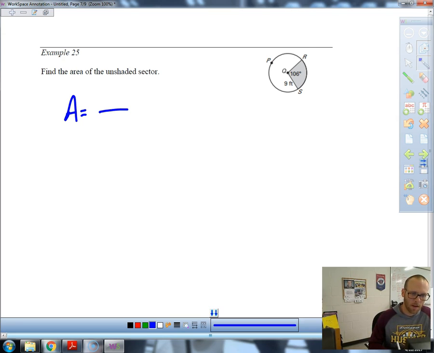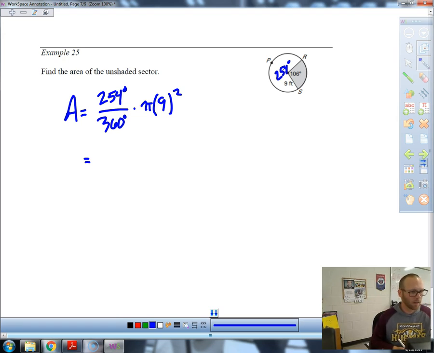Let's see, 360 minus 106, 254 degrees. So we've got 254 degrees out of 360 degrees. Now that's the fraction of the area of the circle. What's the area of the circle? Pi r squared, pi times 9 squared. All right, I'm going to have to search a little bit to see how this one reduces. 254 over 360. Okay. Well, both are divisible by 2. 127 over 180 times pi times 9 squared.